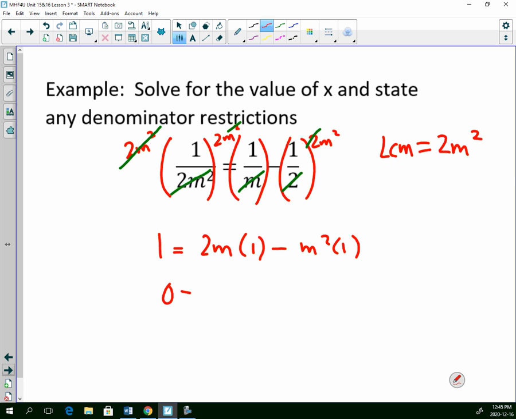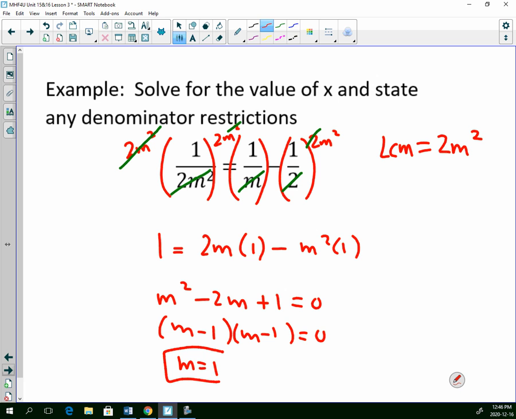So I'm going to actually bring everything to the left because I like to have my m squared positive. I don't like starting with a negative, so that'll be plus. 2m will be minus, and then we have a plus 1 there. And then we'll just factor. So both would be negative 1, so therefore m equals 1.